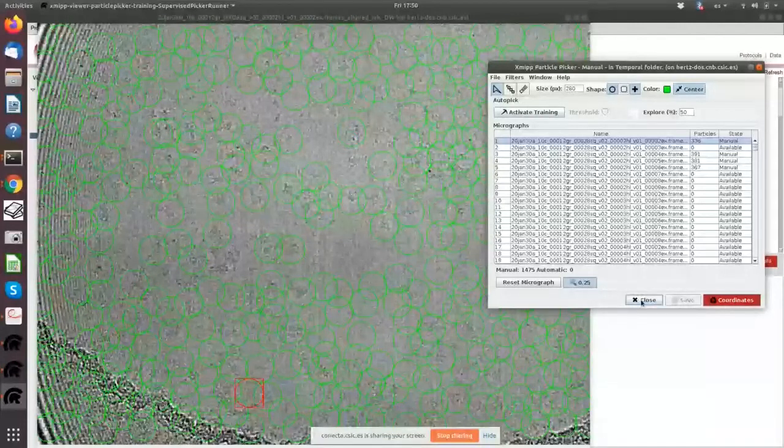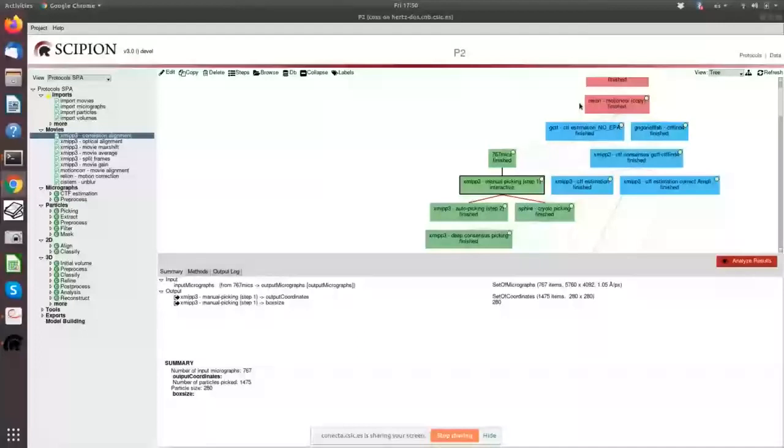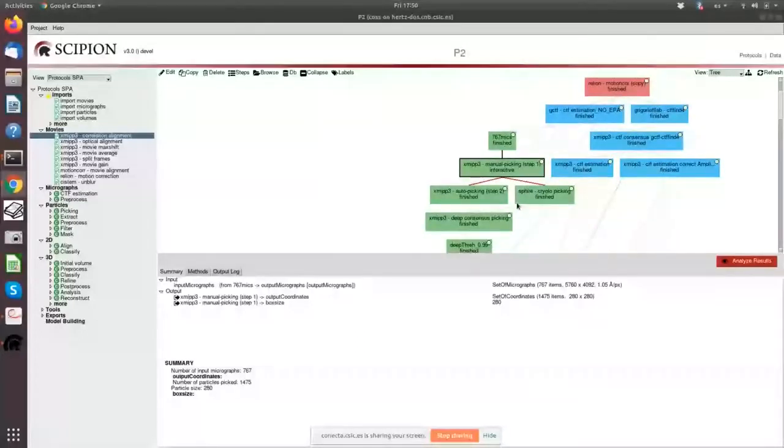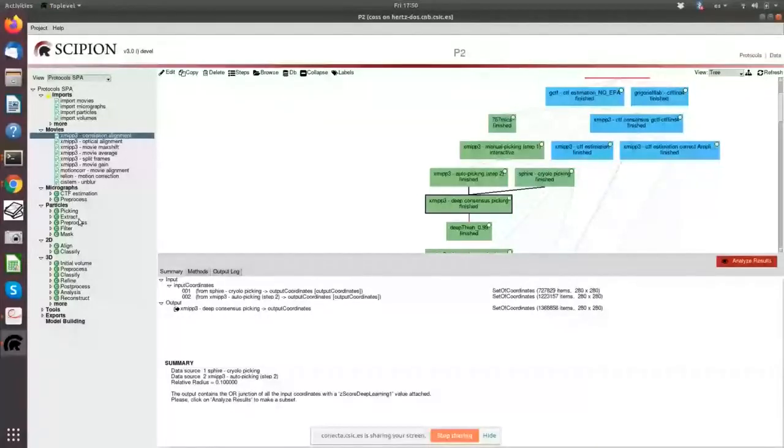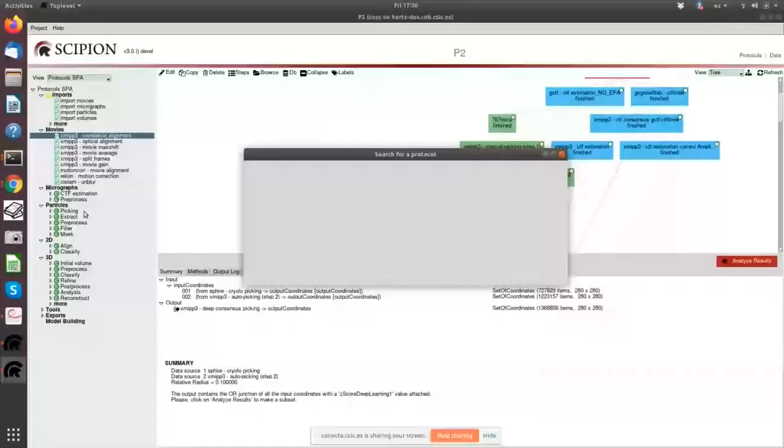Okay, so then our traditional consensus was this one. You know that in Scipion, if you do Control F, you can find your protocols. So whenever this is coming, consensus.